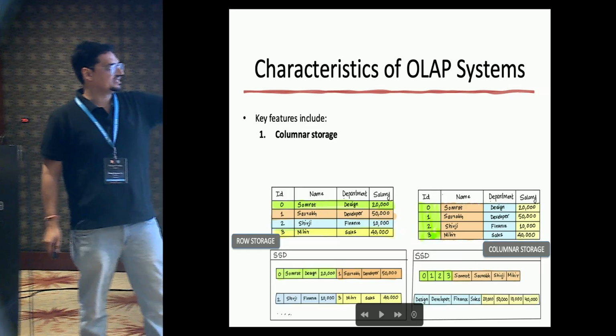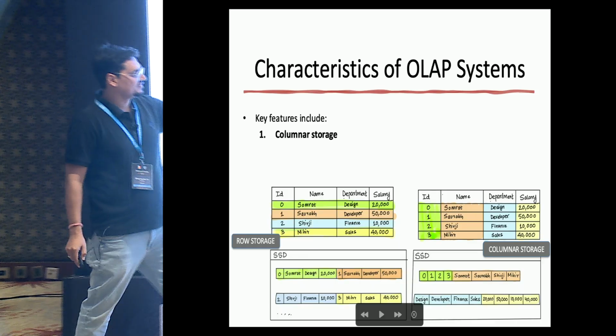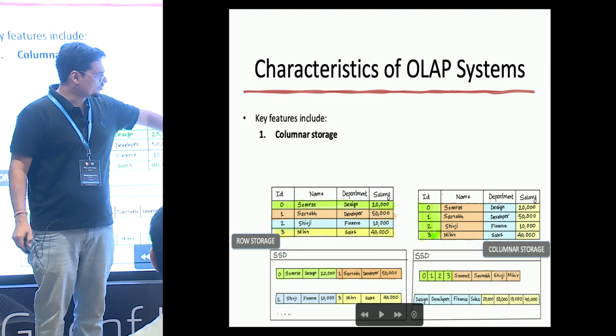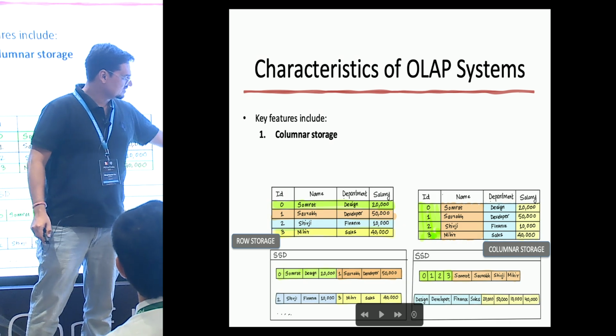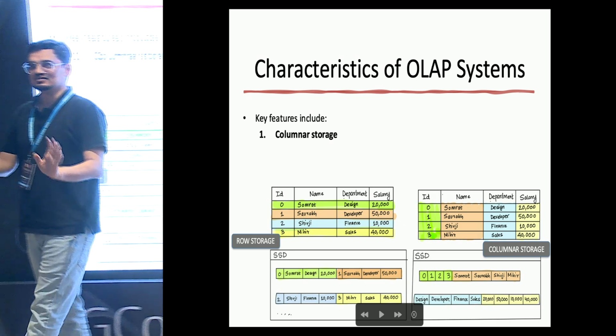In the columnar representation of the same table, you see that this column is marked green. That whole green patch, which is all the values in that column for all the rows, are together. Then all the names are together. You get the idea, right?